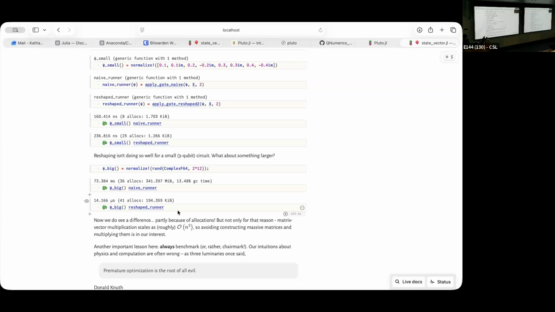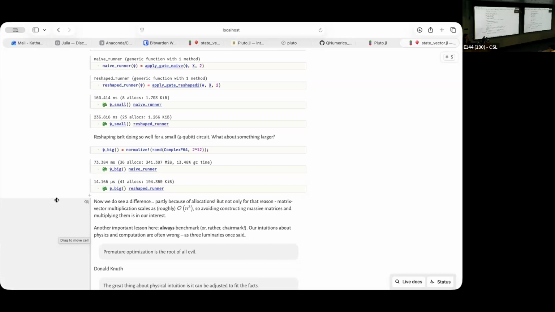So the performance difference between the reshaping and the naive approach is pretty dramatic for larger systems, where 12 qubits isn't even that large. And again, it's not that surprising, because I said that creating all these Kronecker products and doing the matrix vector multiplication is sort of the most absurdly inefficient thing you could do, but it's still good to check.